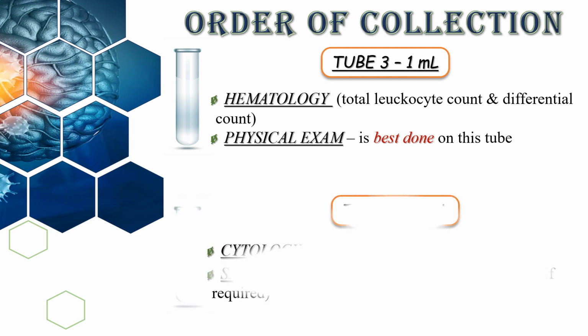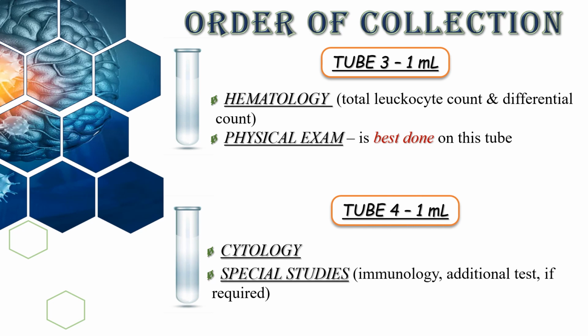And lastly, in the fourth tube, we'll again collect 1 ml of sample and subject that CSF for cytological studies and any other special studies such as immunology or any other additional test if it's required.